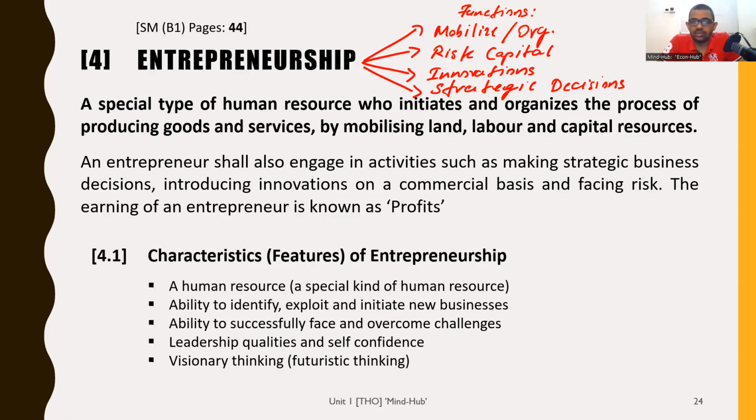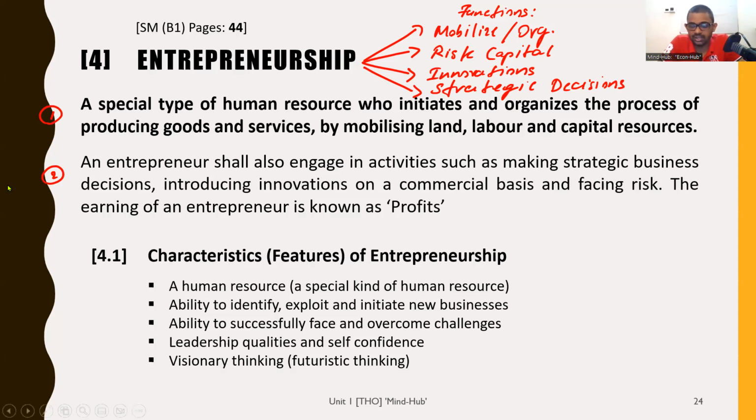So this is entrepreneurship. Look at the definition. A special type of human resource who initiates, English word, starts, organizes the process of production, the process of producing goods and services by mobilizing land, labor, and capital resources. That's a very basic thing we have to say about entrepreneurs. Then we go on, right? Always the first two-line thing, and then we add. Remember, that's how we have defined land, capital, labor, and same thing with entrepreneurship.